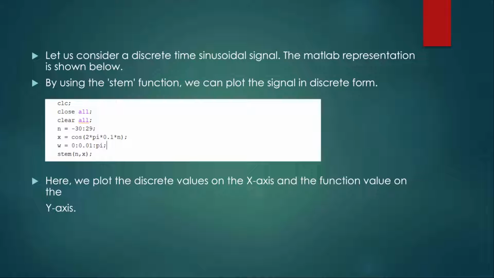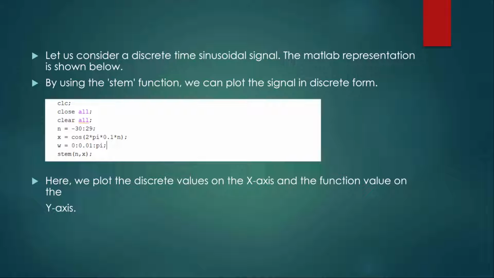Let us consider a discrete time sinusoidal signal. As we can see in the figure, the n value ranges from -30 to +29. That is, it consists of 60 intervals. X is the sinusoidal signal of the form cos 2 pi fn. Omega ranges from 0 to pi with an interval of 0.01.